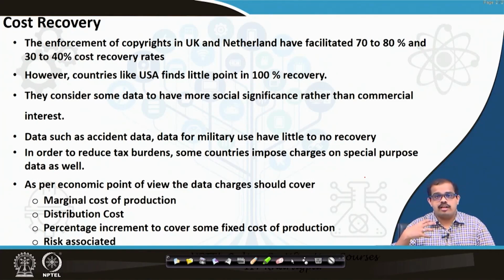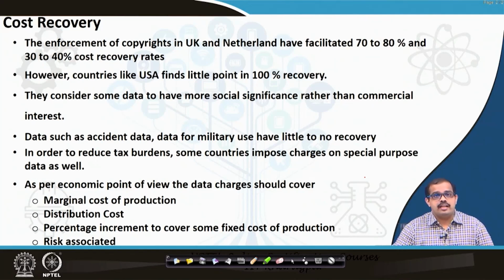So they do not have any loss, but when you look at the Indian scenario, as per certain reports, we have a marginal cost recovery of about 68%. So that is where, in the Indian context, the data is not very much publicly available, or it is not utilized in a larger context.